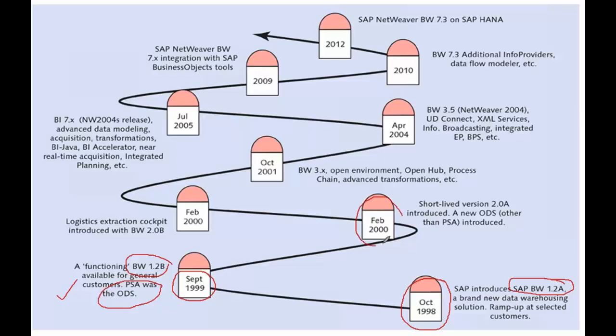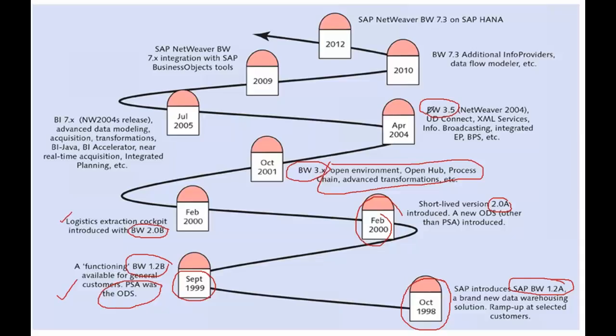The next year in February, they introduced a new version again called 2.0a with new features. Within a couple of days, they introduced 2.0b. 2.0a was a very short-lived version. The new version 2.0b came with a very good feature called logistic extraction, or cockpit. Then the next year, they came up with a major version called BW 3.x with again a bunch of new features. After a 3-year gap, they came up with a major change, BW 3.5.